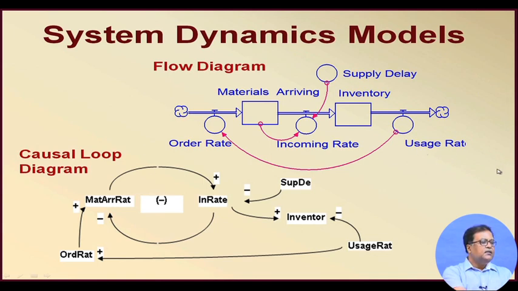We shall see that in detail, and here is the same thing shown in another diagram, which we are calling a causal loop diagram. If you look at the causal loop diagram, the material arriving rate is nothing but the order rate. The material arriving increases as you order. Then the incoming material goes to the inventory, and through the usage rate and order rate it is actually modeled.